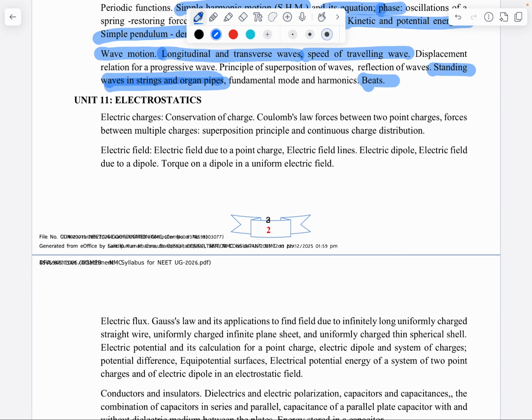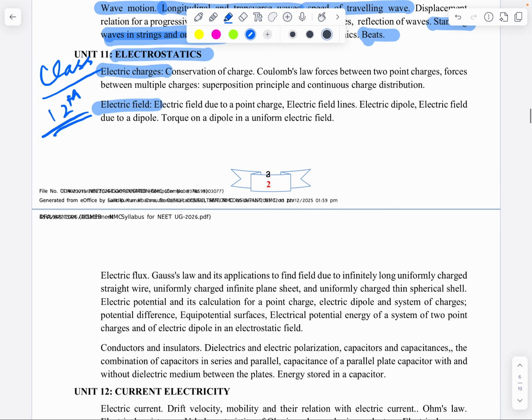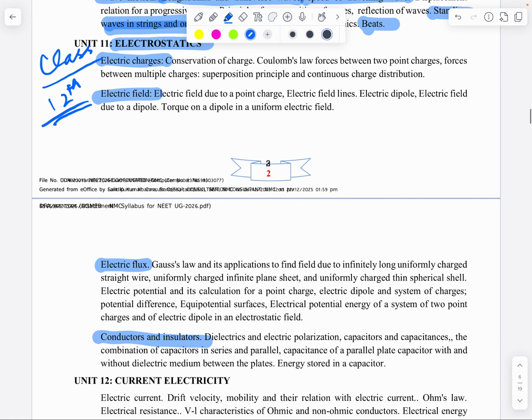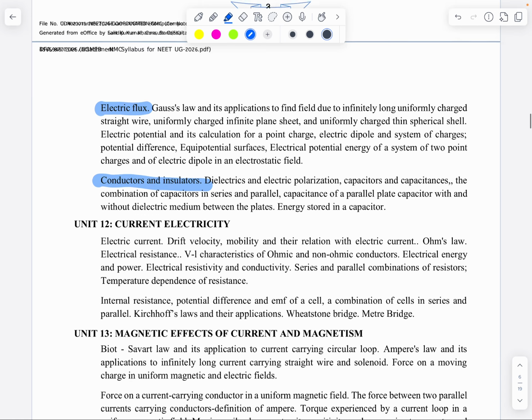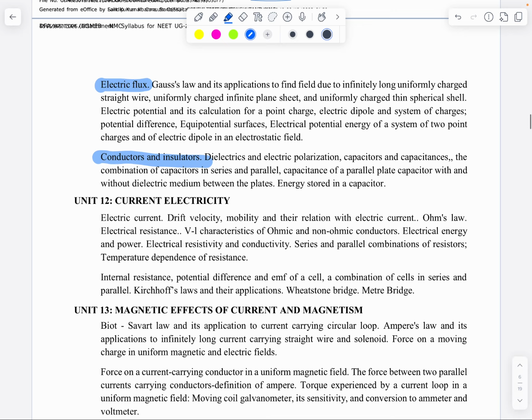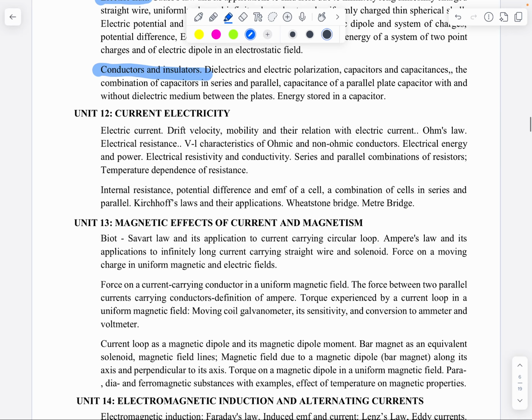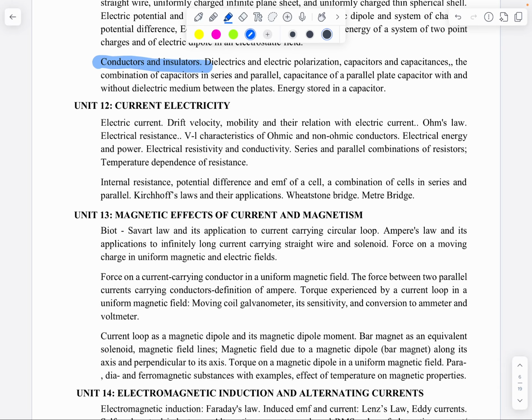Then we come to the class 12th part. The first unit is electrostatics. It includes both the chapters, electric charges and fields and the electrostatic potential and capacitance. This whole unit is very important. Almost 6 to 7 questions are asked every year from this unit.